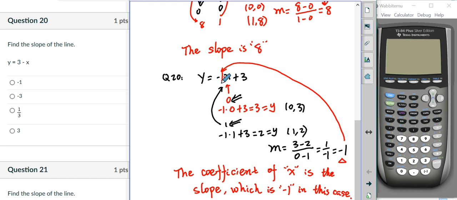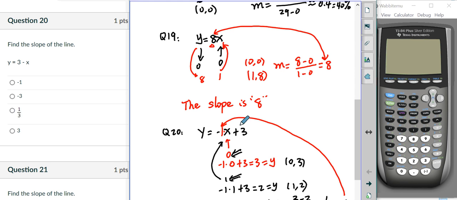And here the coefficient of x is -1. Again, in future, if the equation is given in this form, then you do not have to calculate. The coefficient of x is the slope, which is -1 in this case. So then we will choose the one where the slope is -1. Be careful, in front of x, -x is actually -1 times x. It's not 0. Okay. What kind of form is that? This equation has this form. This equation has this form.